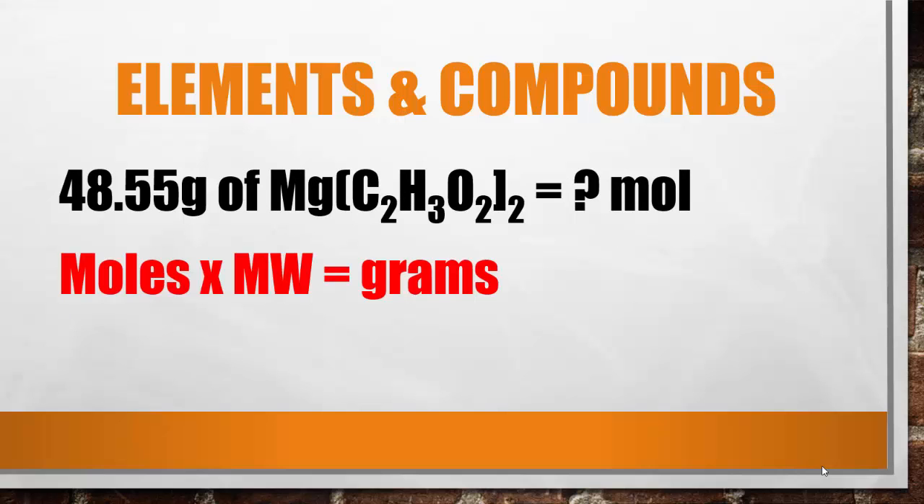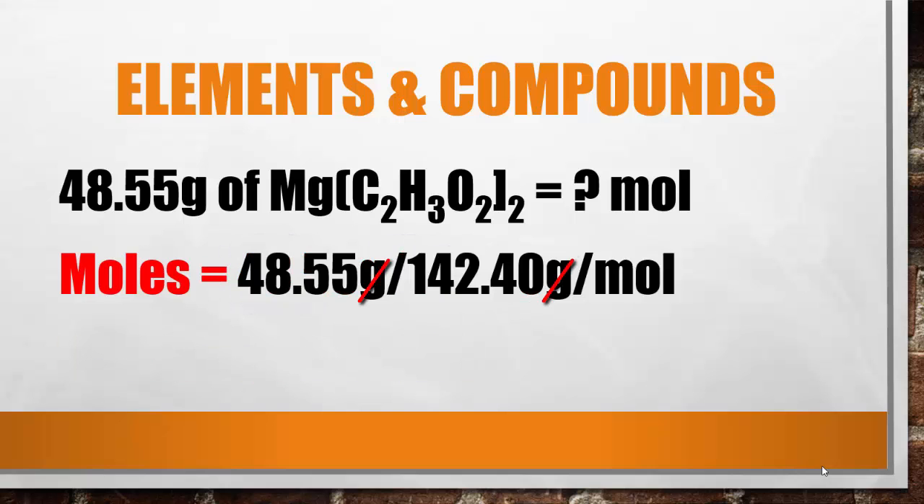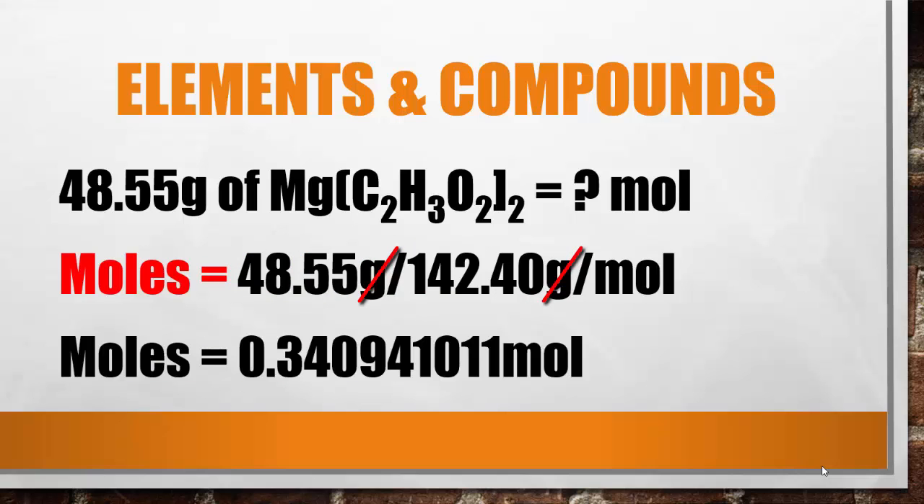So back to the original problem. This is the equation we want to use, but now we know molecular weight in grams, so we can rearrange the equation to look like this. Plug in what we know, hit the calculator buttons, and convert it to correct significant figures. Now we have 0.3409 moles.